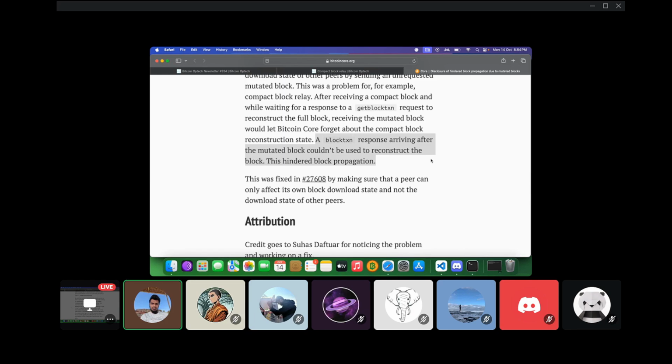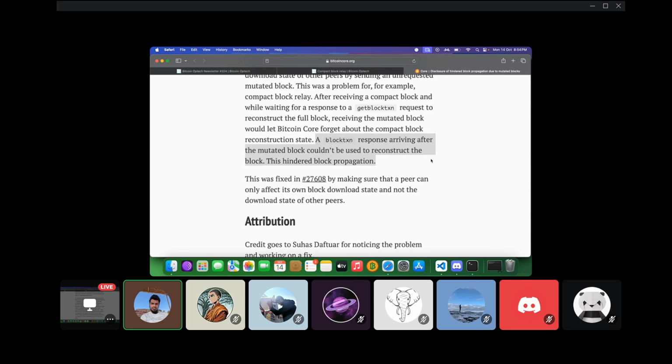In the meantime, from some other peer, you receive a full block of the same block index 1000. Now, let's say that block is a mutated block. Bitcoin Core obviously will reject that mutated block, and it will also overlook the fact that you are waiting for your peer to send you missing transactions so that you can reconstruct that specific block.